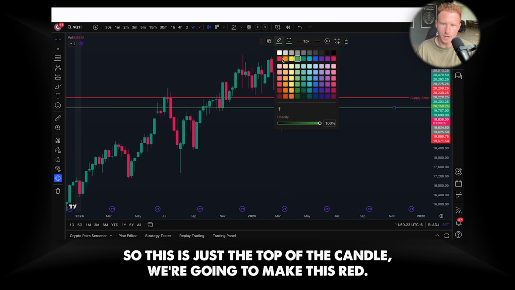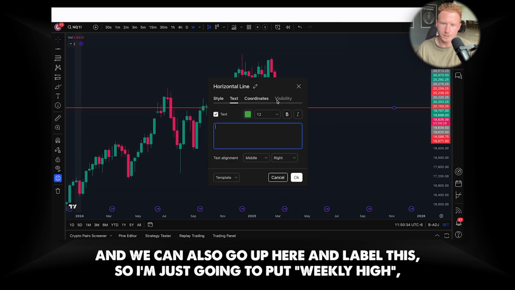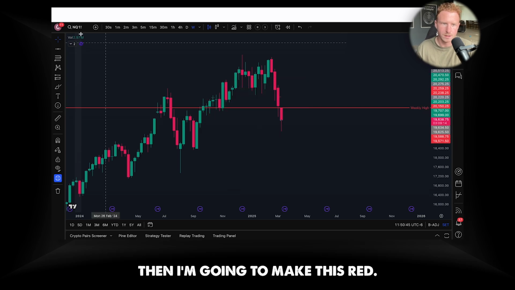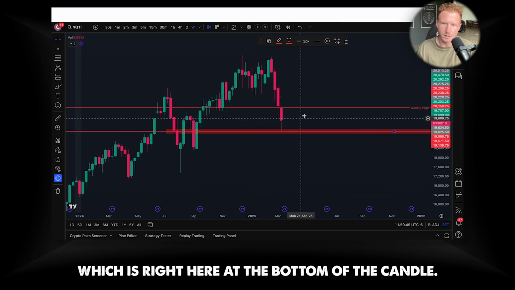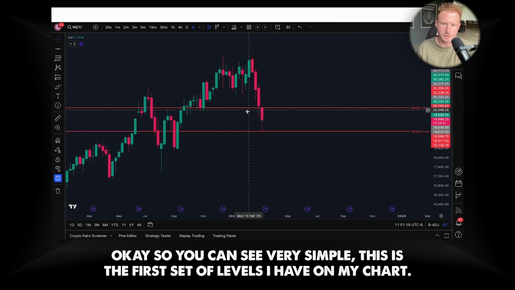We're gonna make this red. And we can also go up here and label this. So I'm just gonna put weekly high. Then I'm gonna do the same thing and mark the weekly low, which is right here, the bottom of the candle. Okay, so you can see very simple. This is the first set of levels I have on my chart.